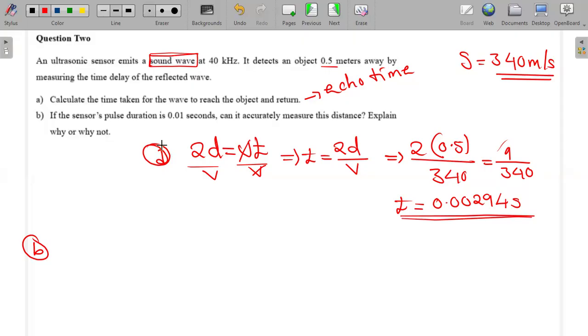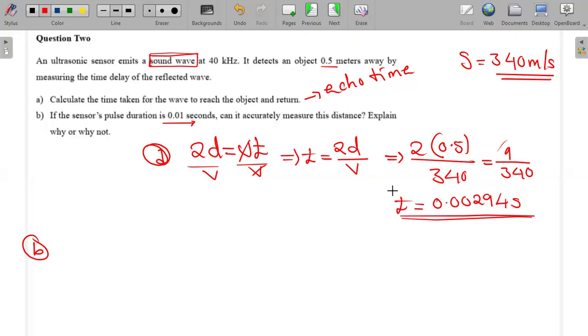In order for it to be able to detect this reflection, it should finish its pulse before the echo returns. Now, since this is the pulse duration and this is the time it's taking for the echo to return back, do you think it will be able to accurately measure this distance? Come on, do you get what I'm explaining?